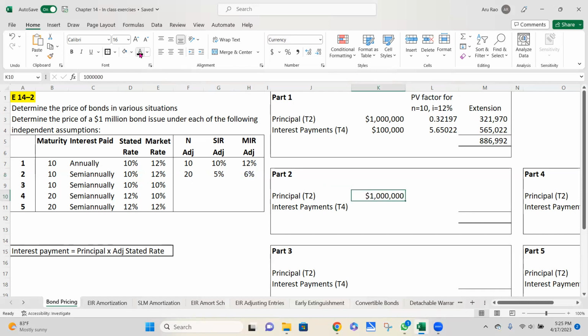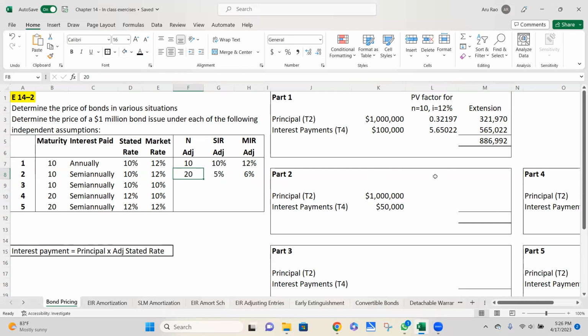Again, I'm borrowing $1 million. On the $1 million, I will pay 5% interest, which is exactly half of what I had before. That's 50,000. And I'm going to pay that interest 20 times. It adds up to the same dollar amount in terms of interest payments, but it's just how it's spread out.